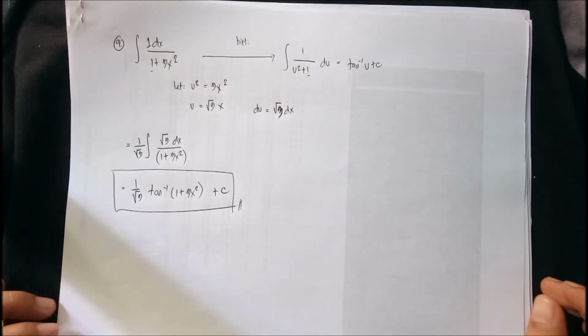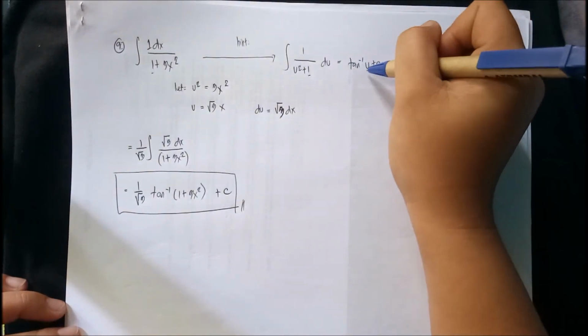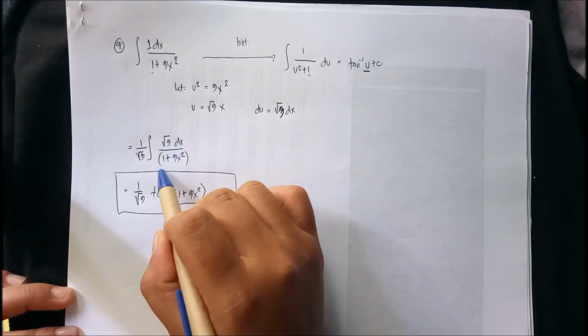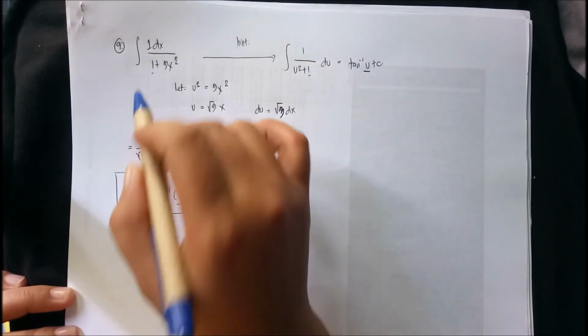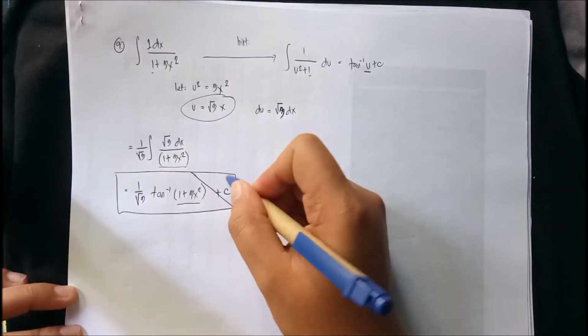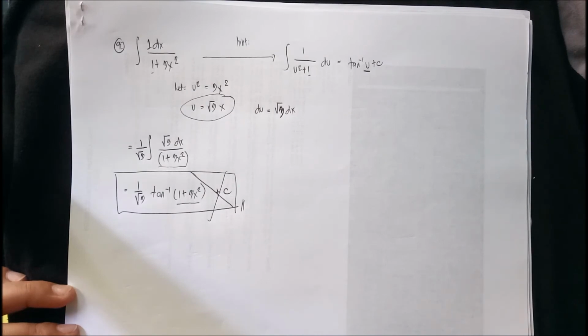Is this our final answer? Class, this is u, tangent u. This one, ito ba yung u? Ito yung denominator, but hindi ito yung u. Diba? Yung u natin is ito, class. Okay? So, this is not our final answer.